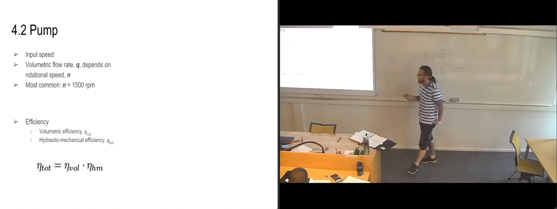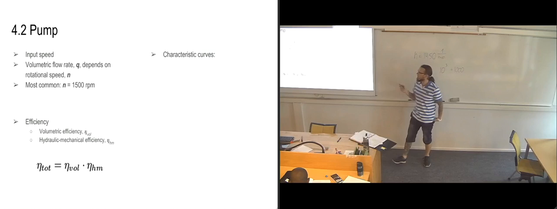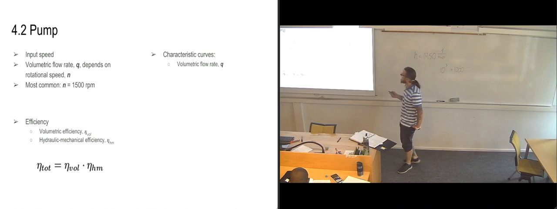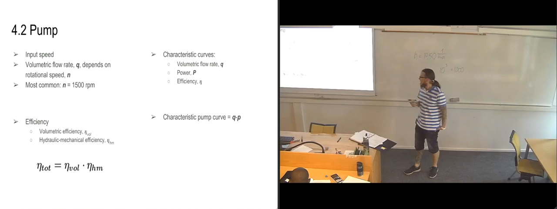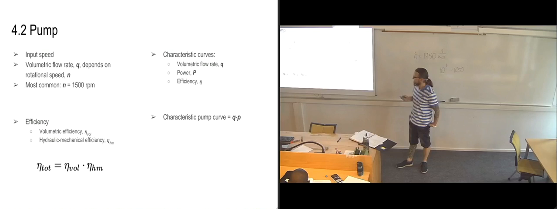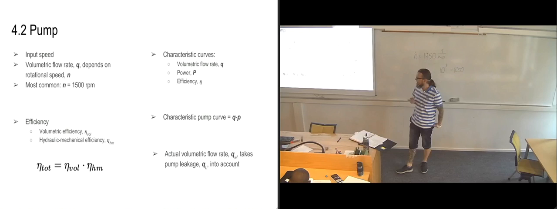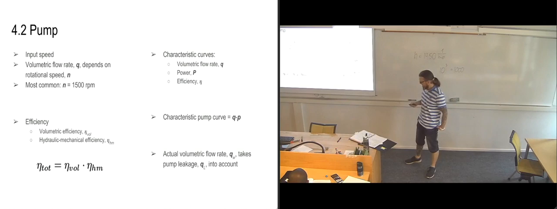So in order to do calculations on efficiencies, we often utilize characteristic curves, where they look at the volumetric flow rate and the power usage and the efficiency. So if we're going to look at a characteristic pump curve, a QP, which is the Q for volumetric flow rate and P for pressure, it will look at the actual volumetric flow rate, QW, and then it also takes the pump leakage, QL, into account. So L for leakage.